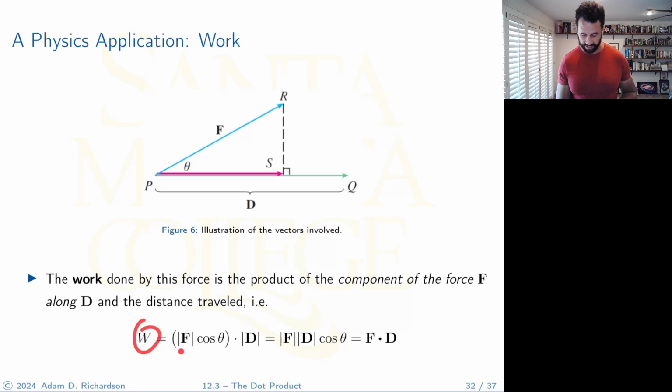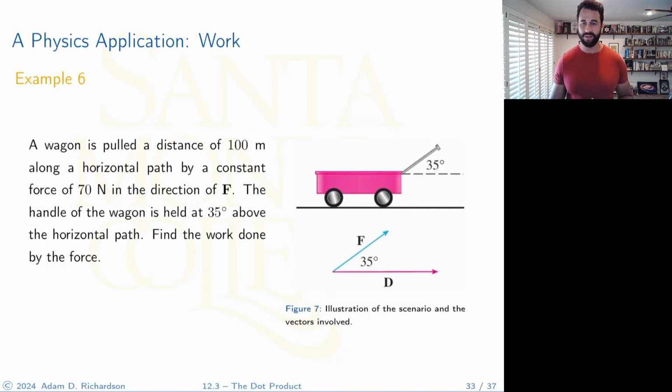So we get that work is length of F cosine theta times length of D. Do some massaging, move pieces around a little bit, and we get length of F times length of D times cosine theta. That looks really familiar. That's right, it's the dot product. So the work done is the dot product of those two vectors. Pretty cool. All right, now let's apply. Here we go.